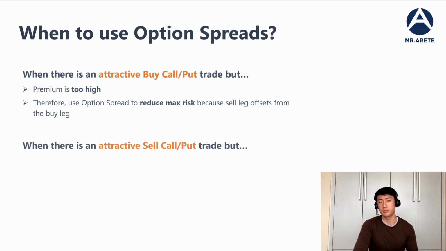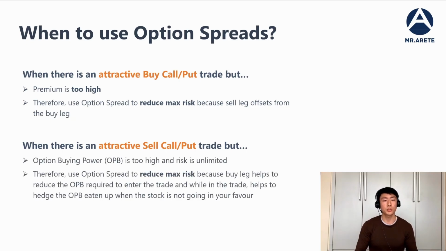Or from a selling perspective, when there's a sell call or sell put trade that you really want to enter, but the option buying power required is too high and the risk is unlimited, especially if you have a small account, this is really not a good idea. So what you can do is add on the buy leg. When you do an option spread, you reduce the max risk because the buy leg helps to reduce the option buying power required to enter this trade. And while in the trade, it helps to hedge the option buying power being eaten up, even when the stock is not going in your favor. So these are very important things to understand on when you should be using option spreads.